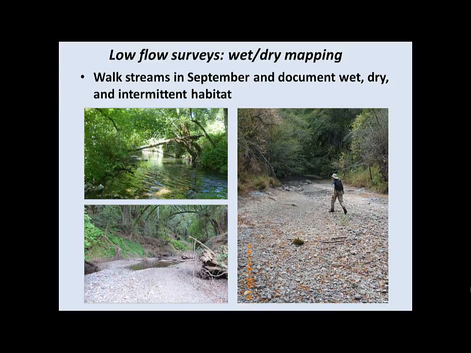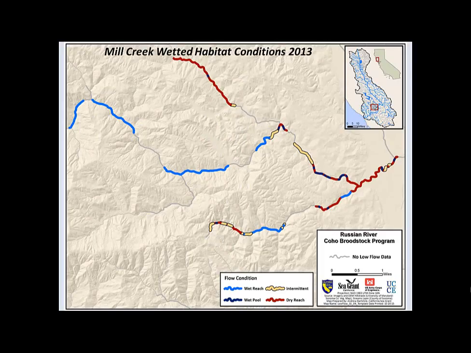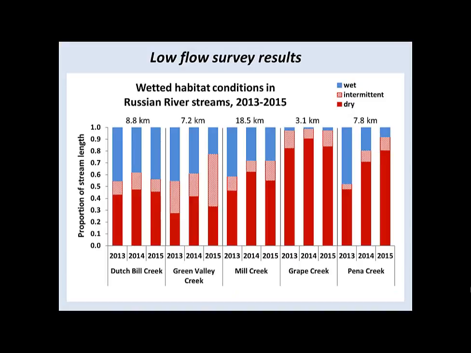Derek talked about this. It's really simple. You go out with a GPS unit, you walk the stream, you record where it's wet, where it's dry, and where it's intermittent. And it generates these maps that you can compare from year to year and stream to stream. So red is dry, blue is wet, and the yellow is intermittent. So this is 2013, 2014, a little more red in there, 2015 kind of similar. So by going out doing these surveys every year across streams, we can get a better handle on what the fish are experiencing.